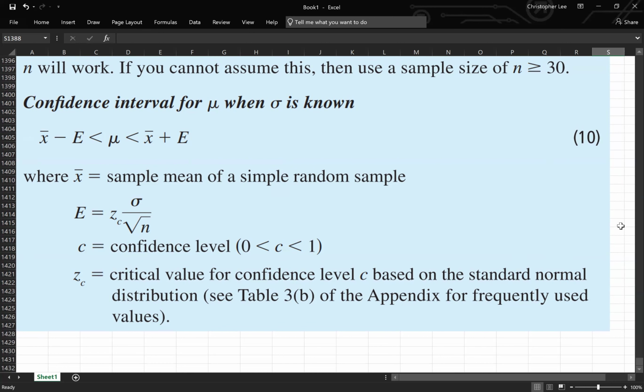Our confidence level, which you'll be given, is always going to be between 0 and 1. And then we have our critical value, which is what we have to find. That's the hard part. Our Z critical value for confidence level C is based on a standard normal distribution. We can use the appendix whenever applicable, but sometimes you might get a confidence level that's not on there, and then you have to do the inverse norm to get the actual value.